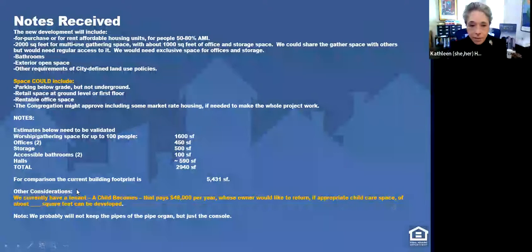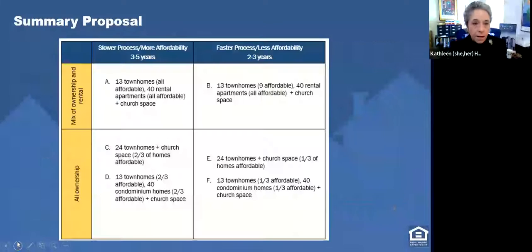These are the notes that we received. Since I'm going to provide the slides, I'll share those with you so that you know exactly what we were asked to respond to. The early learning facility was not a must-have. That's why it was not included in the original concepts that you received.